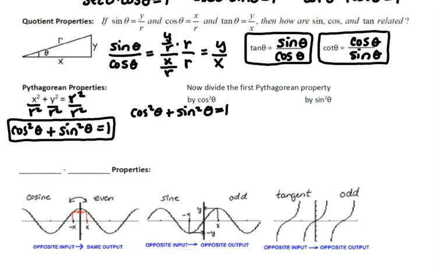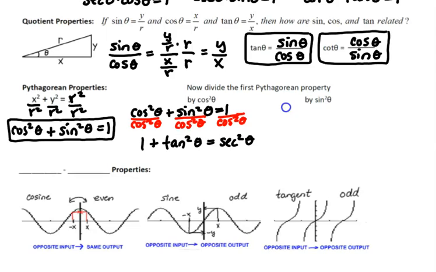So if I take this entire expression and I divide everything by cosine squared of theta, this is cosine squared, and this is cosine squared. Since I divided both sides by the same thing, the equation is still true. Now I can rewrite cosine squared over cosine squared as 1. Sine squared over cosine squared, according to the quotient property, would just be tangent squared of theta. And 1 over cosine squared, according to the reciprocal property, would be the same as secant squared.